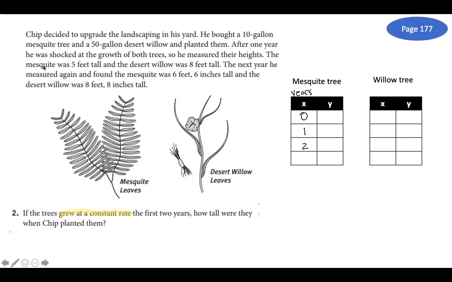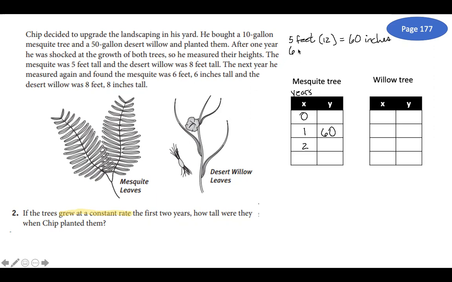After 1 year, the mesquite tree was 5 feet tall. We do not want to use feet and inches. That would be so obnoxious. So let's change 5 feet into just inches by multiplying it times 12 inches per foot, right? So we would get 60 inches. All right, so in the first year, when he measured it for the first time, that tree was 60 inches tall. All right, and then the next year, the mesquite tree was 6 feet 6 inches.